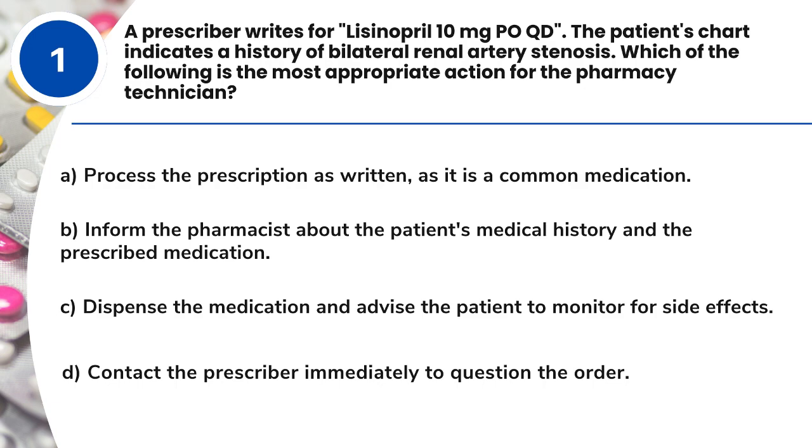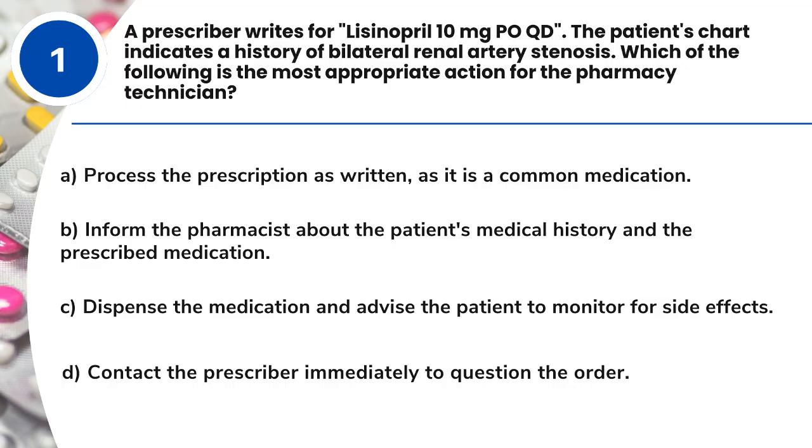Question 1. A prescriber writes for lisinopril 10 mg PO QD. The patient's chart indicates a history of bilateral renal artery stenosis. Which of the following is the most appropriate action for the pharmacy technician? A. Process the prescription as written, as it is a common medication.